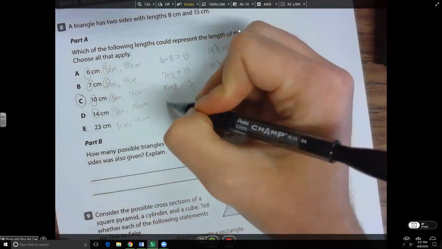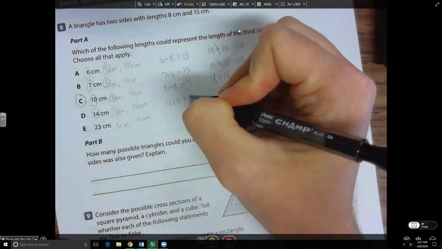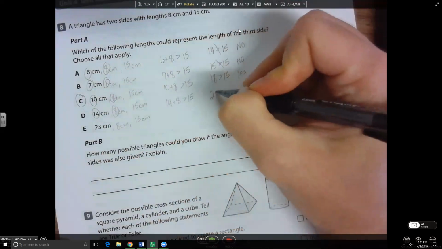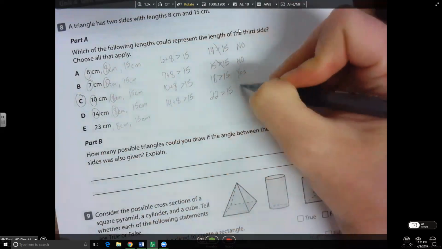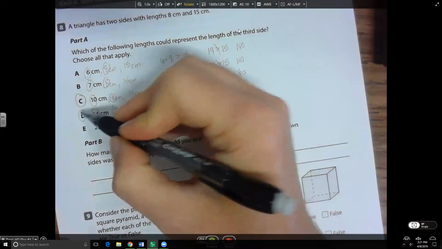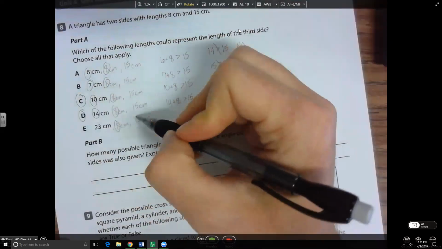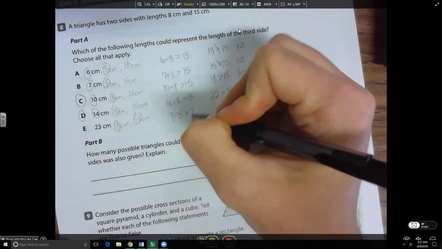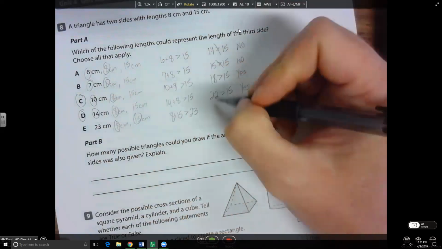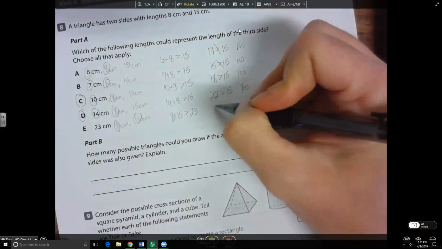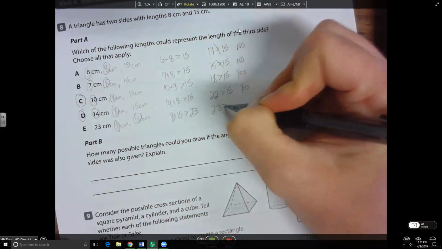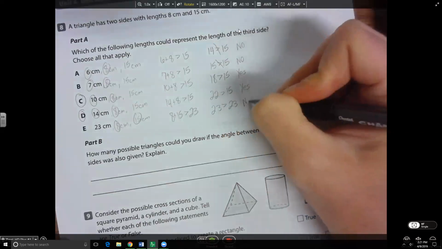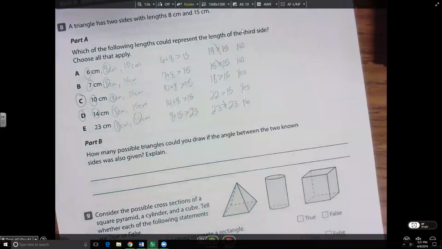This one would be 14 and 8. 14 and 8 is 22. That's greater than 15, so that's a triangle. Then the next two are 8 and 15. That has to be greater than 23. 8 plus 15 is 23, and 23 is not greater than 23, so that one does not work. It's not a triangle.